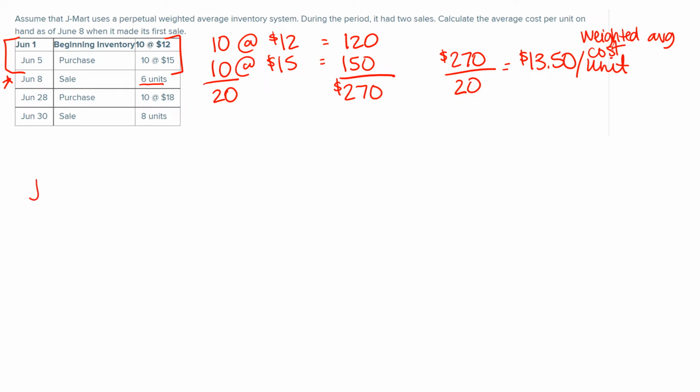So then for the sale, on June 8th, 6 units were sold. They would be sold at a weighted average cost per unit of $13.50. So if they had asked for the cost of goods sold for that sale, we would calculate that as being $81.